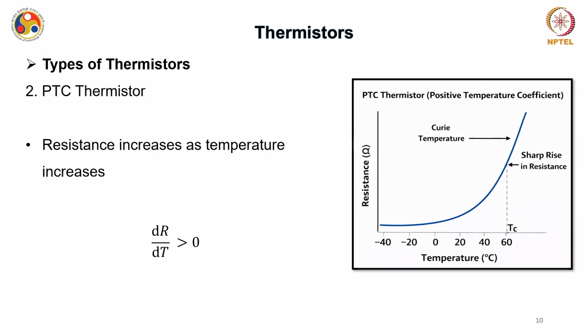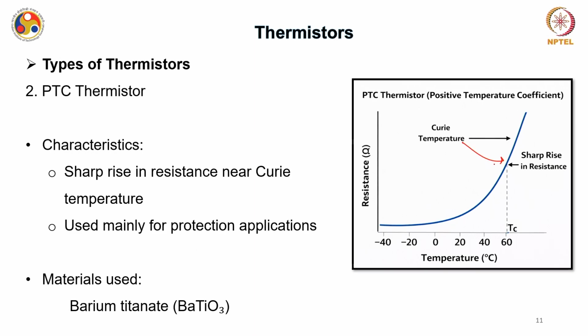Okay. The PTC thermistors have just opposite behavior as compared to the NTC thermistors, and the resistance of PTC thermistor increases when you increase the temperature, means that your dR by dT component is greater than 0, or it is positive. Okay. And the characteristic of PTC thermistor, although the name resembles, is totally different. Or the behavior is totally different as compared to the NTC thermistors. Okay. And you will find that there is a sharp rise in the resistance near the Curie temperature of the device, and this is what exactly is shown on the curve.